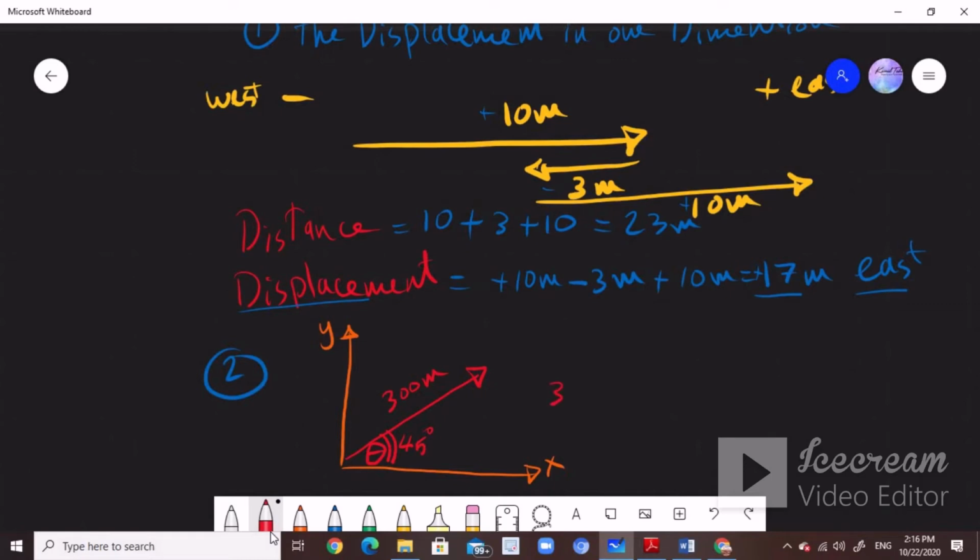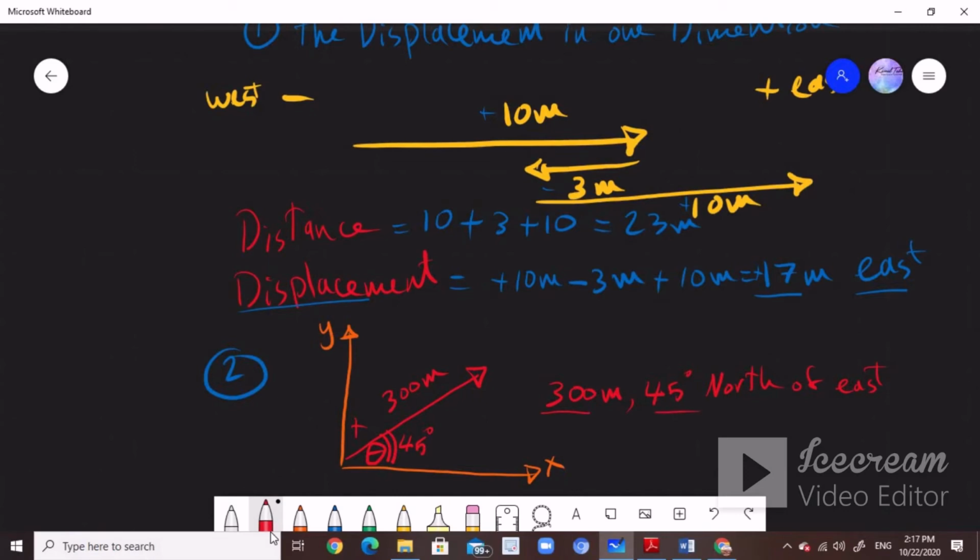Now let's write this vector. This vector equals 300 meters, direction 45 degrees north of east. Why north of east? If the angle is beside x, it starts from x and goes toward y, like that. If you speak about the angle from y, for example if it is also 45, it would be 45 degrees east of north, like that. Now that is the magnitude, and that is the direction.